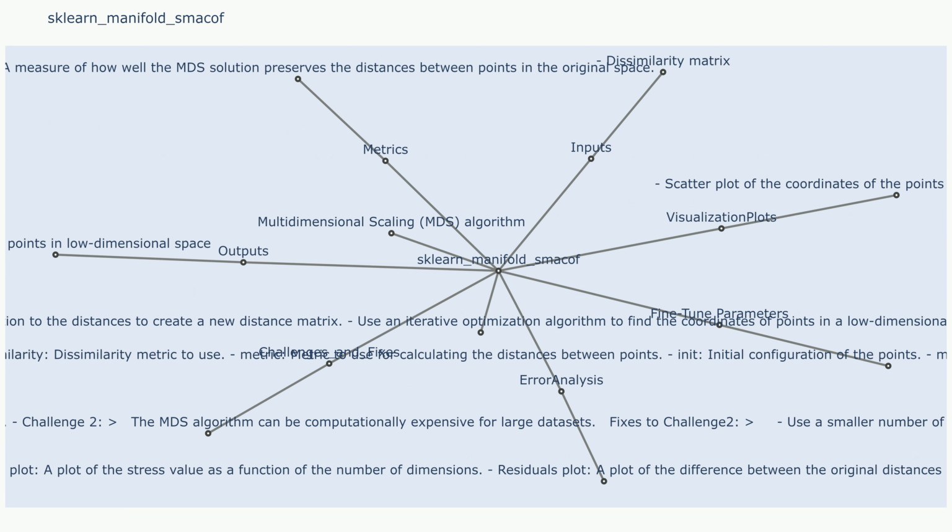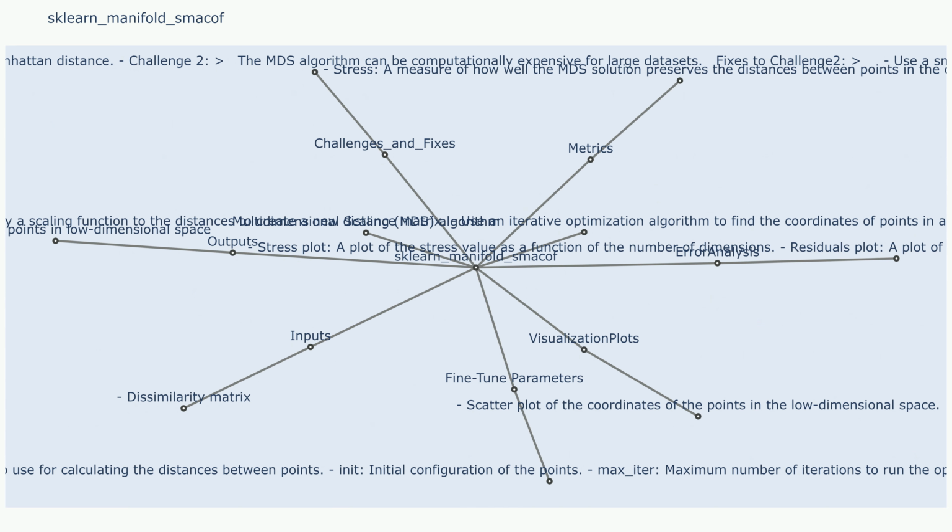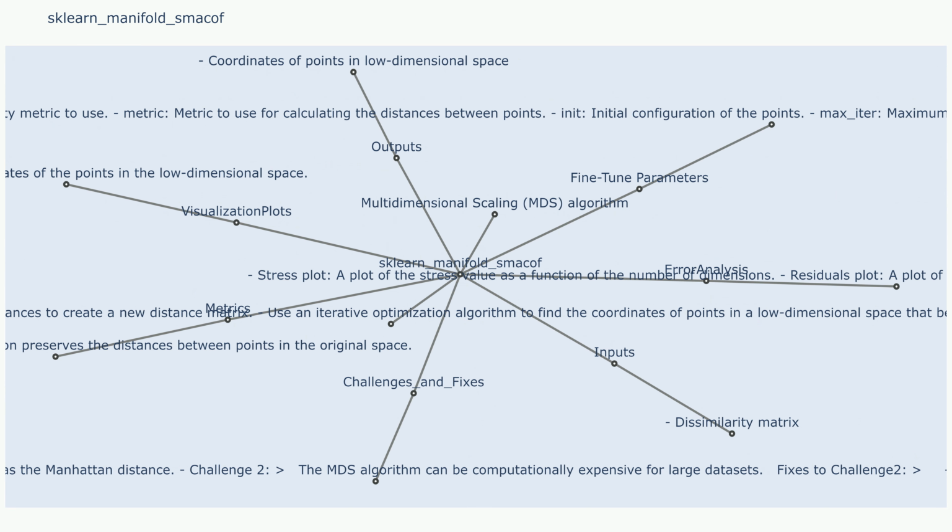Fine-tune parameters. N components. The number of dimensions of the embedding space. Increasing the number of dimensions can improve the quality of the embedding but can also make the algorithm more computationally expensive. Ninit. Limit the number of different initializations to try. Increasing the number of initializations can help to avoid getting stuck in local minima. Metric. This parameter influences how the algorithm interprets the input distances. Setting it to true means the algorithm assumes the distances satisfy the triangle inequality.